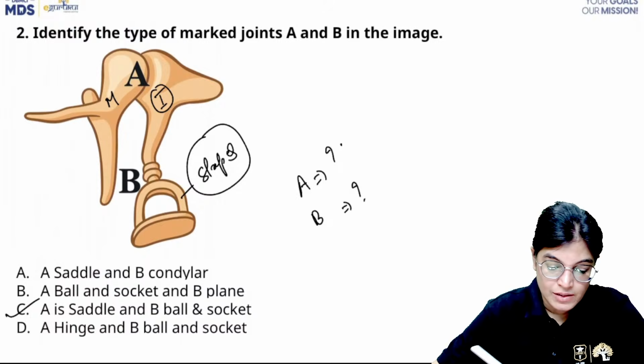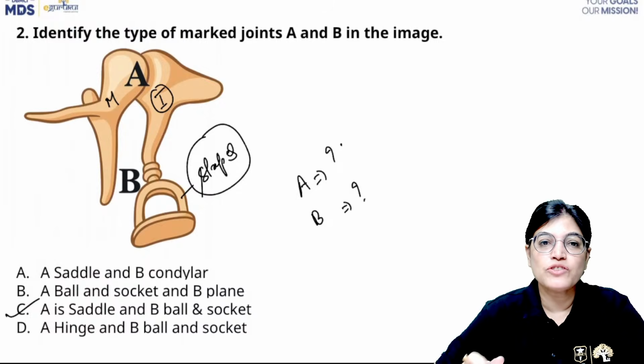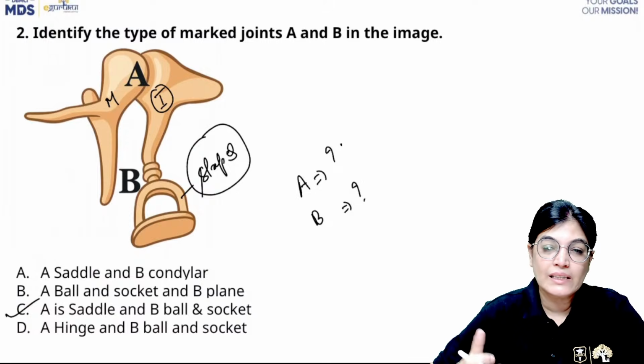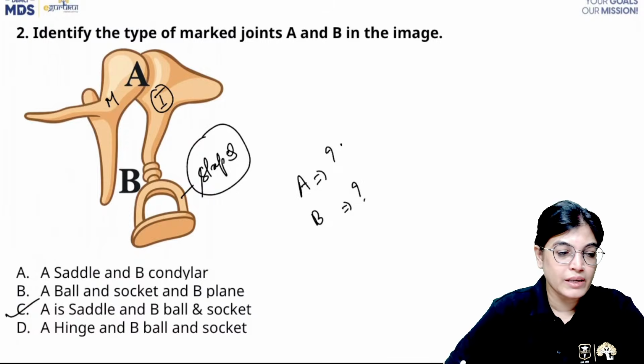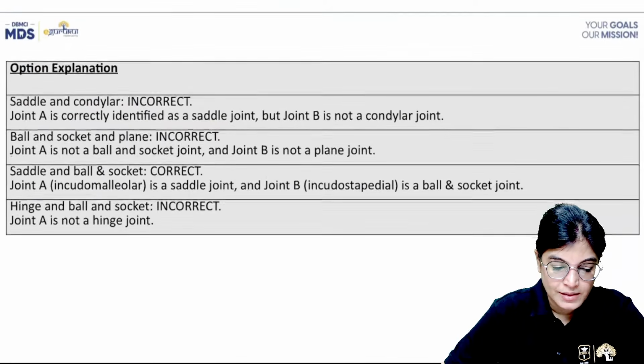between malleus and incus. We know that there are 3 ear ossicles: malleus, incus and stapes. The articulation between malleus and incus is an example of saddle type of synovial joint, and the articulation between incus and stapes is an example of ball and socket type of synovial joint. Okay, so we have got the right answer here.